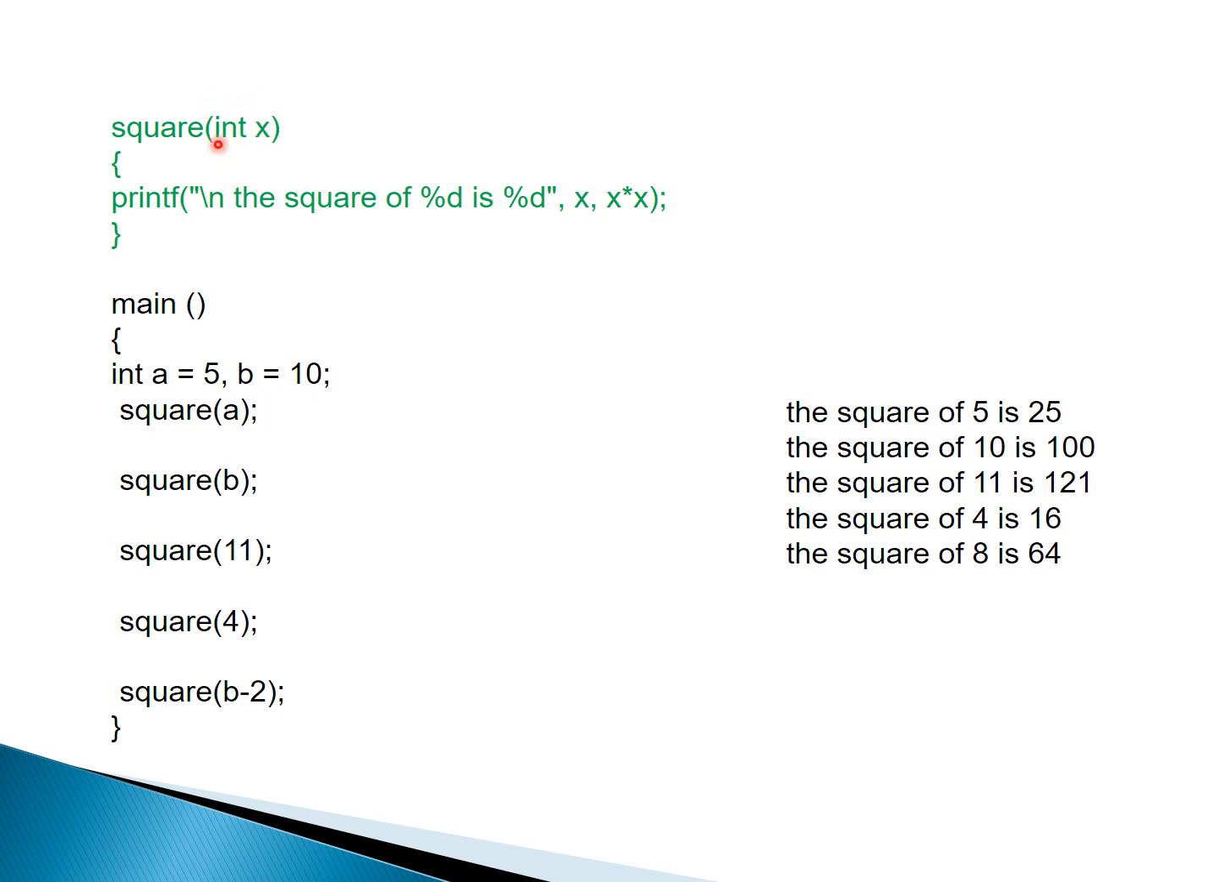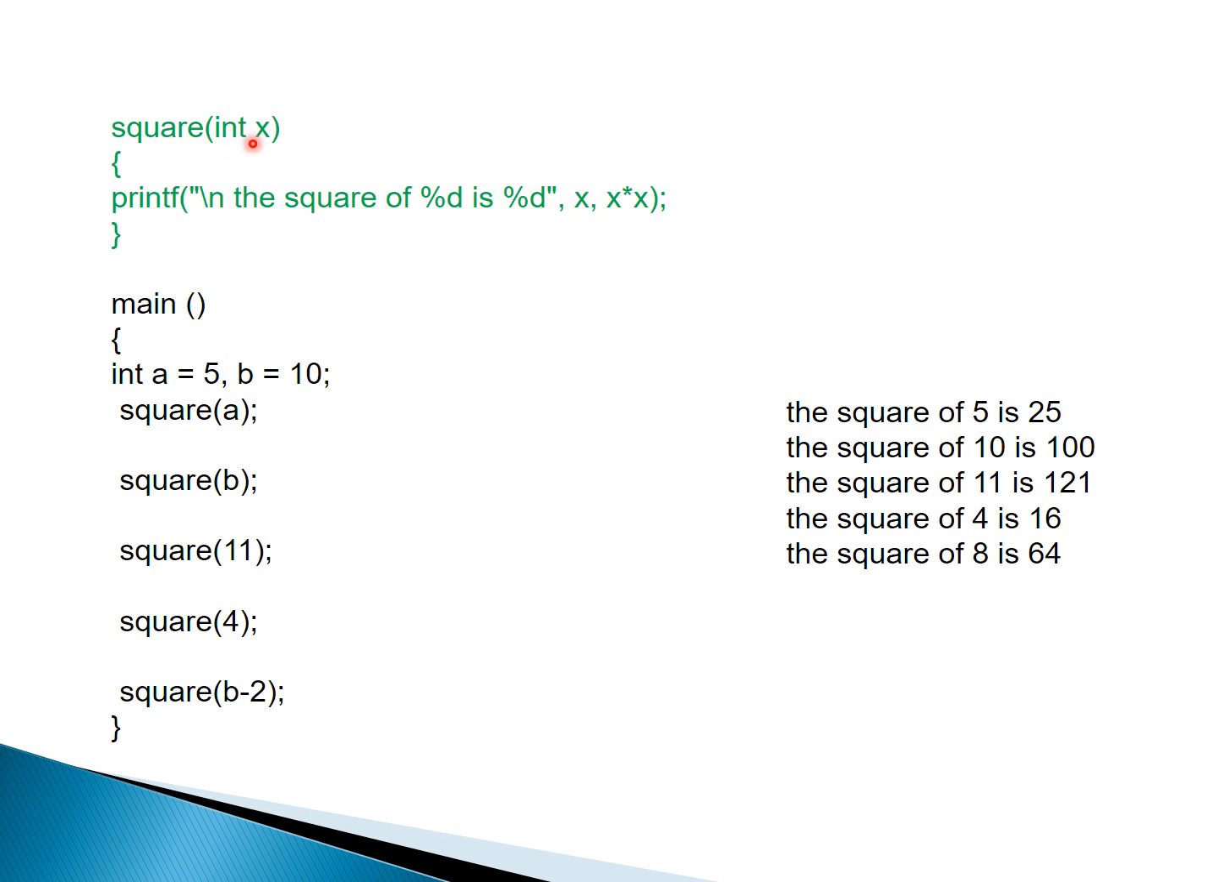So this is the function. So if we want to call the square function, we have to pass an integer value, and again that integer value will be stored in variable x. And this is a kind of variable declaration also.